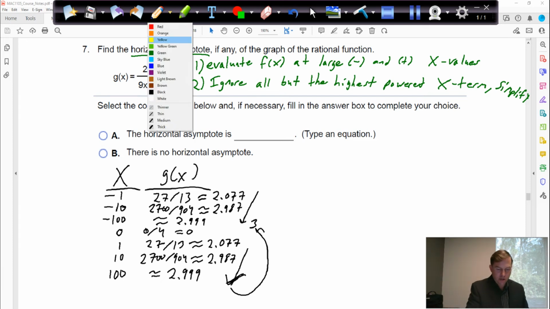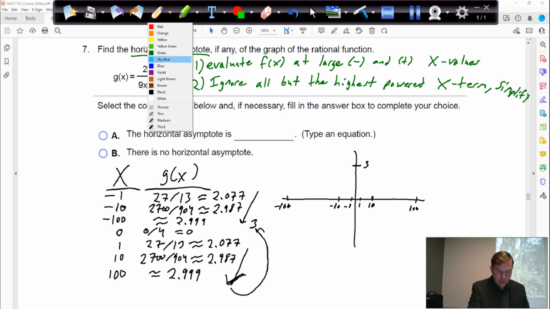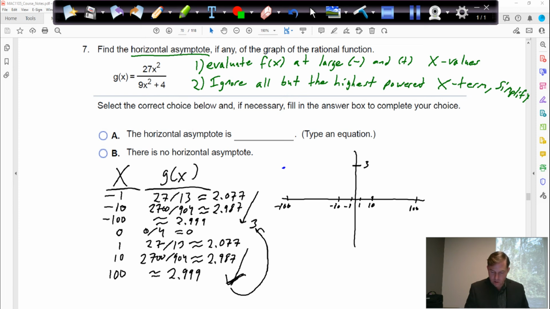Okay, so let's try to graph this one quick. So we got minus 100, minus 10, minus 1, and then we have 1, and we have positive 100. And these things are approaching 3. So at minus 100, we're really close to 3. At minus 10, we're actually pretty close to 3. At minus 1, we're at about 2. Positive 1, we're about 2. At 0, we're at 0. At 10, we're close to 3. And at 100, we're really close to 3.